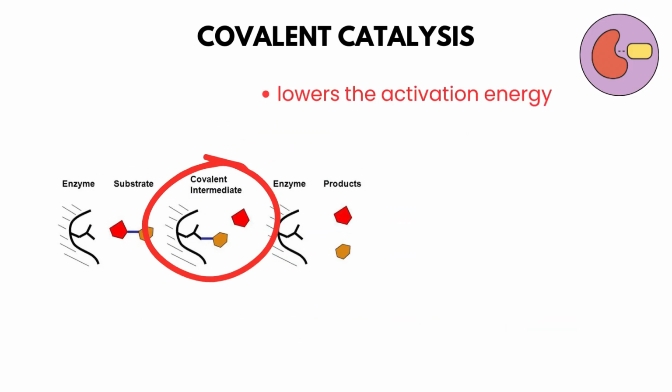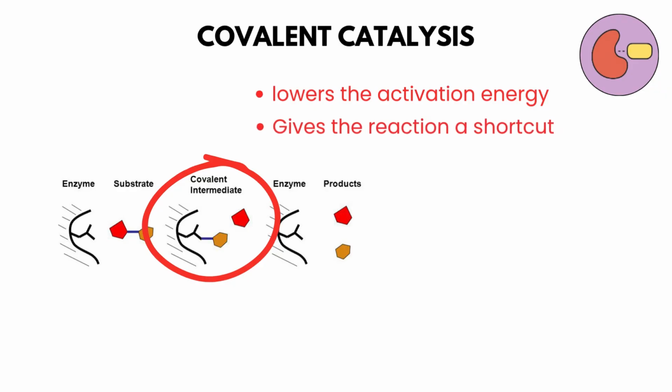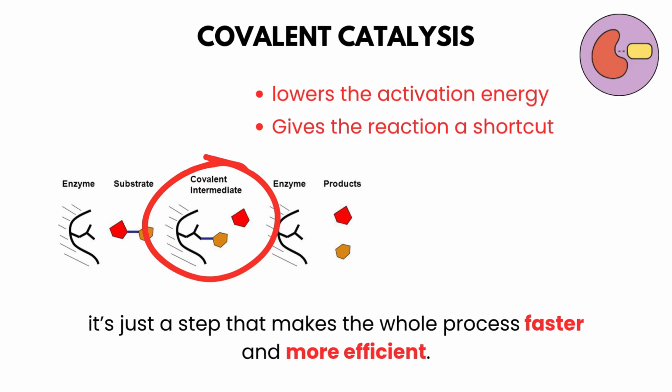Covalent catalysis. Here, the enzyme forms a temporary covalent bond with the substrate. This intermediate lowers the activation energy and gives the reaction a shortcut. The bond doesn't last forever. It's just a step that makes the whole process faster and more efficient.